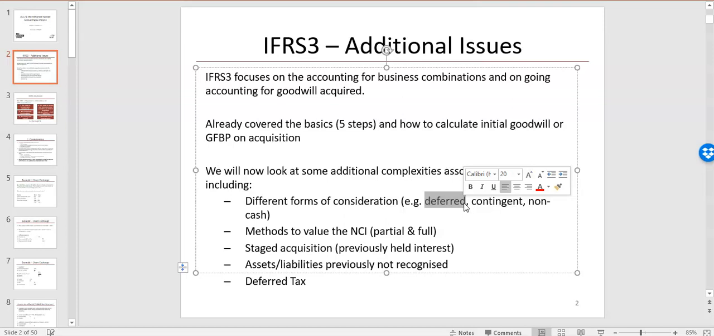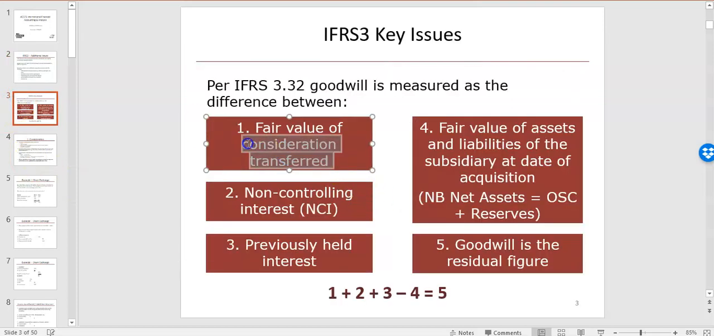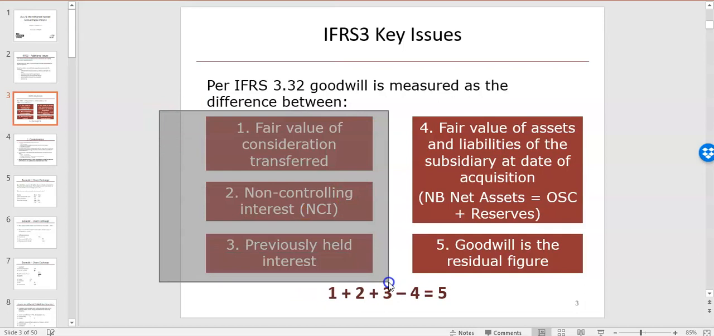So really these are added complexities. We still have the same 5 steps. It's still fair value of the consideration you paid for your holding, the value of the NCI, and the value of any previously held interest, adding up 1, 2, and 3. That values the whole 100% of the subsidiary.